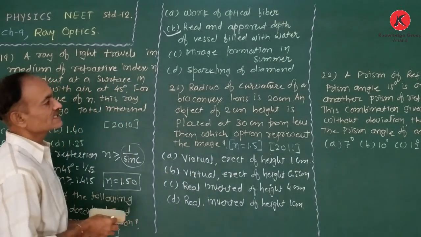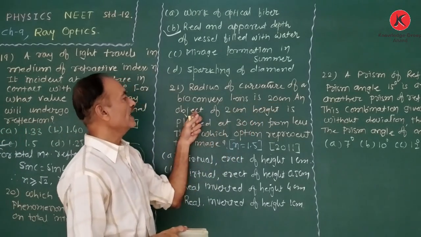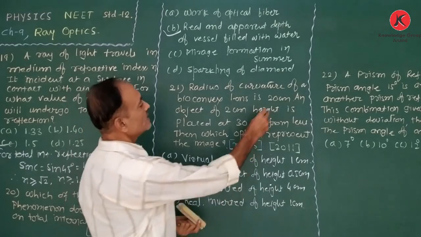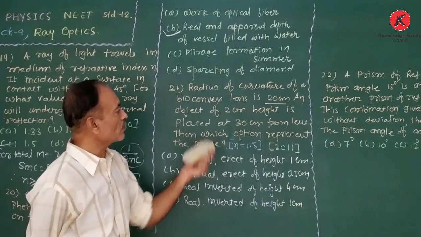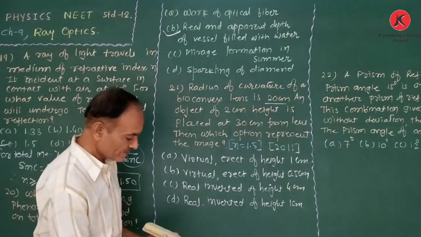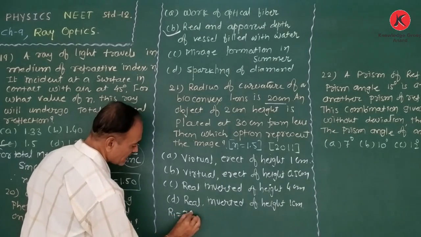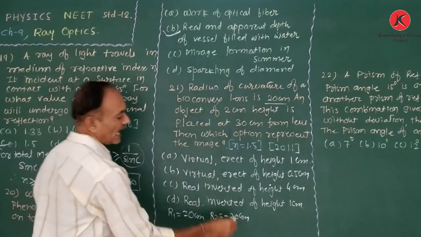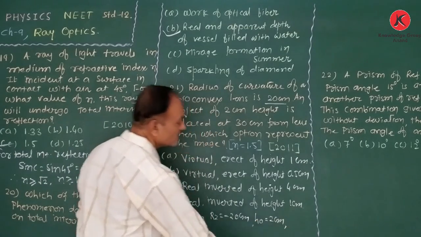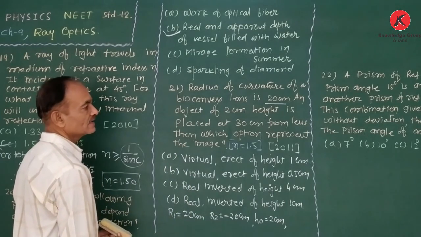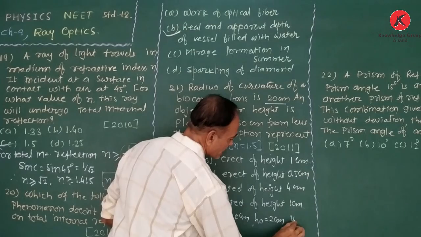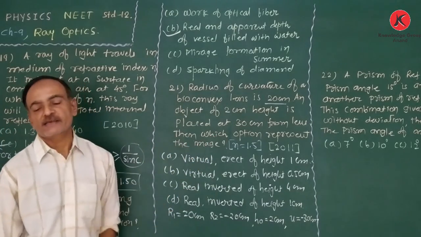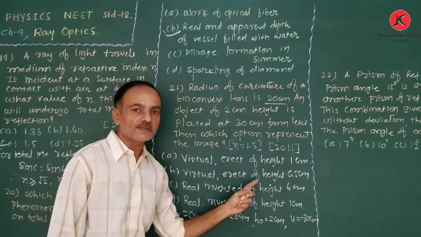Now next, the radius of curvature of a biconvex lens is 20 centimeter and an object of 2 centimeter height is placed at 30 centimeter from the lens. Now listen, here the radius of curvature of a biconvex lens is given. That means both radii are given. R1 is the same, 20 centimeter, while R2 we consider as minus 20 centimeter. The height of the object h_o is given as 2 centimeter, and it is placed at 30 centimeter. That means the object distance u is minus 30 centimeter. Then which option represents the image?